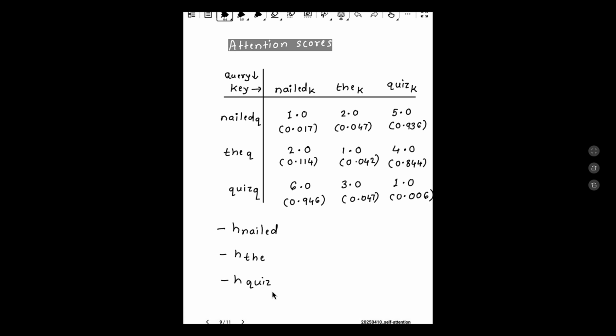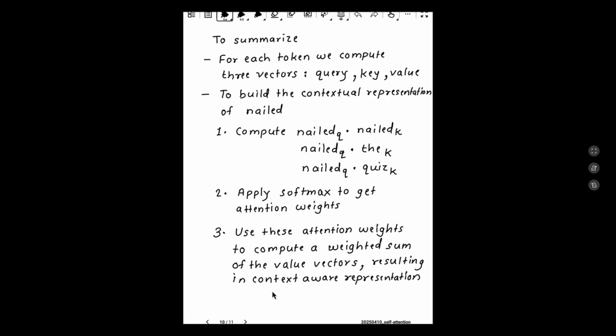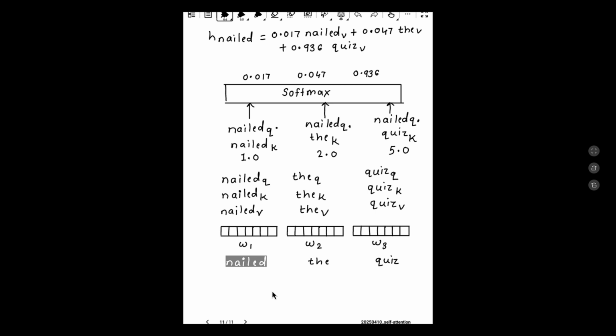Let's summarize the self-attention mechanism. For each token, we compute 3 vectors: query, key, and value. To build a contextual representation for a token like nailed, we use its query vector and we compute dot products with the key vectors of all tokens in the sequence. Then we apply softmax to turn these scores into probabilities. These are our attention weights. We use these weights to compute a weighted sum of the value vectors, resulting in a context-aware representation.